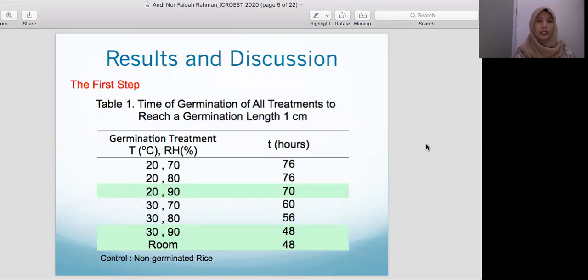Results and discussion. This is the result of the first step. We can see table 1. Table 1 shows the time of germination of all treatments to reach a germination length of 1 centimeter. We found the fastest germination treatment was at 20 degrees Celsius with a germination time of 70 hours, and 30 degrees Celsius with a germination time of 48 hours, the same as room temperature.